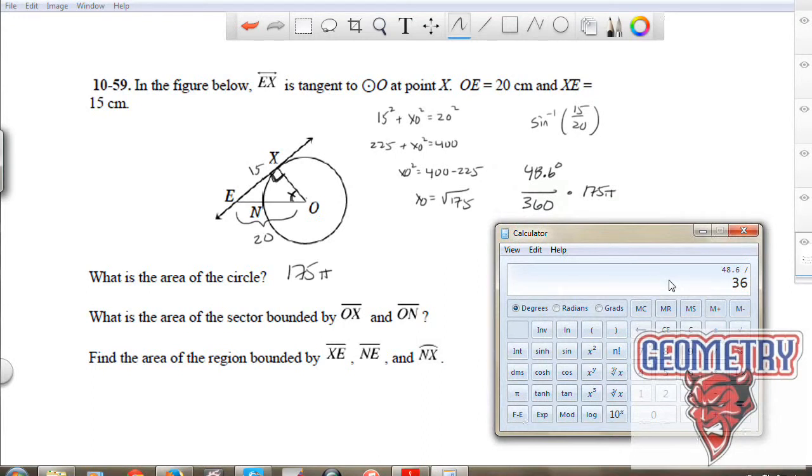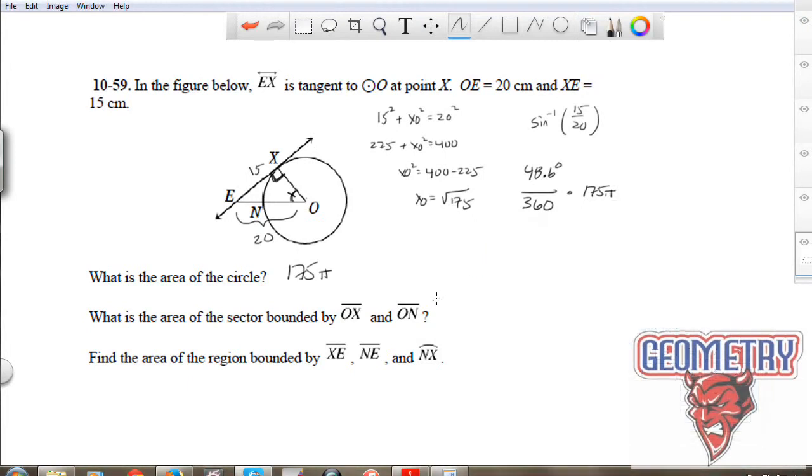48.6 over 360 times 175 times pi. So 74.22 is the area of that sector.